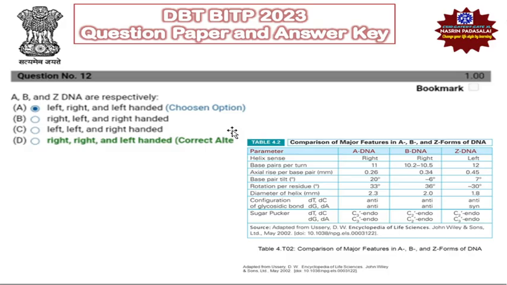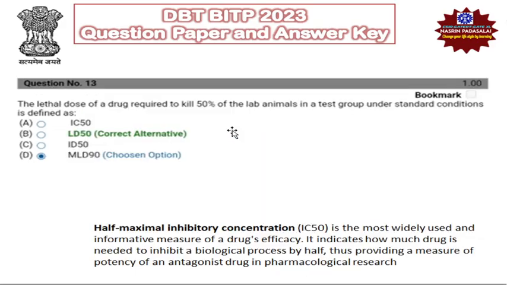Next is A, B, Z DNA respectively. A DNA and B DNA have a right-handed rotation, and Z DNA has a left-handed rotation.